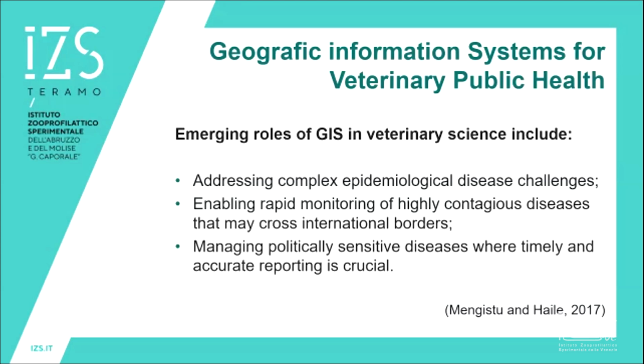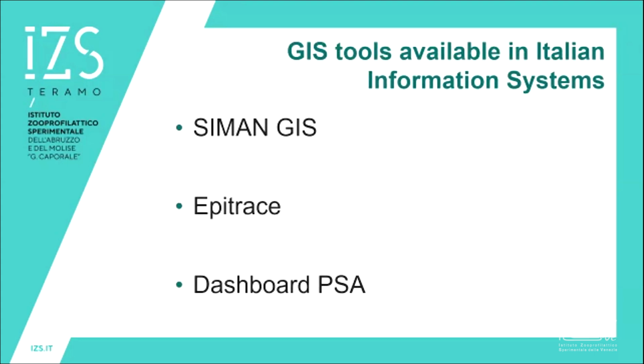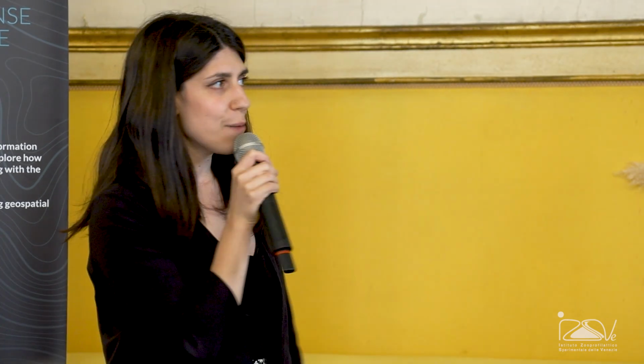In veterinary public health, GIS are very important because they permit to address complex epidemiological challenges, enable rapid monitoring of highly contagious diseases, and help to manage politically sensitive disease. So today I'm going to show you some basic tools available in the Italian information systems. These are SIMAN GIS, EpiTrace, and Dashboard PSA. So it's related to African swine fever.